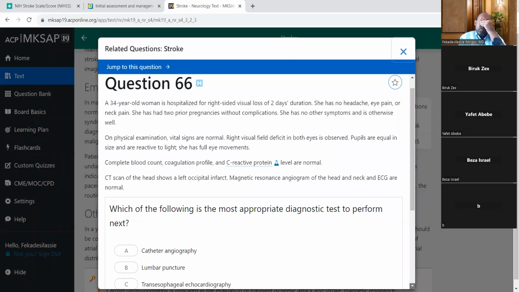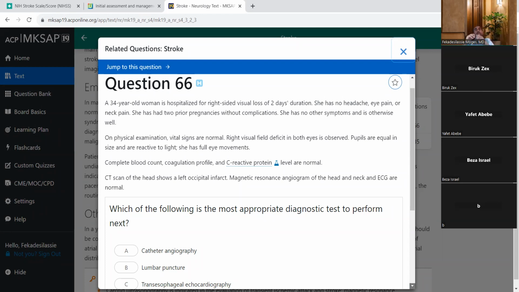A 34-year-old woman is hospitalized for right-sided visual loss of 2 days duration. She has no headache, eye pain, or neck pain. She has had 2 prior pregnancies without complication. She has no other symptoms and is otherwise well. On physical examination, vital signs are normal. Right visual field deficit in both eyes is observed.